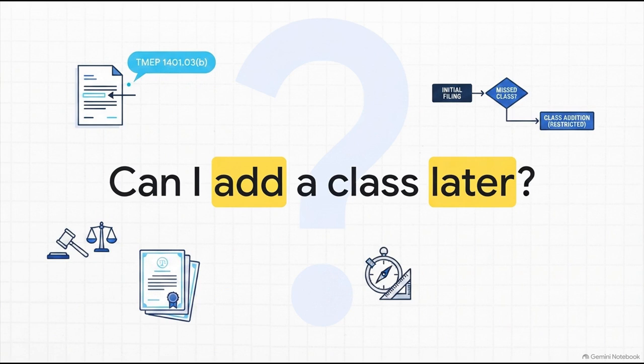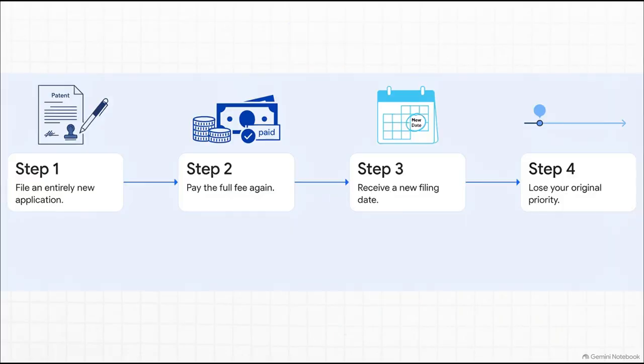Can I add a class to my application later if I realize I missed one? For that, we have to look at the strict procedural rules of TMEP Section 1401.03(b). New classes cannot be added to an application once it is pending or registered. Expanding coverage later means you have to file an entirely new application. You will pay the full fee again, receive a new filing date, and lose your original priority.